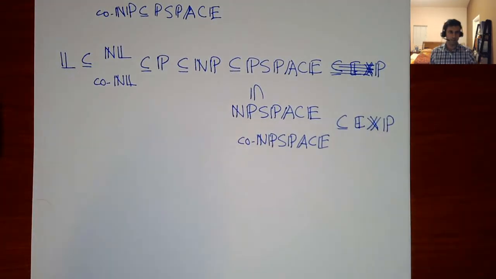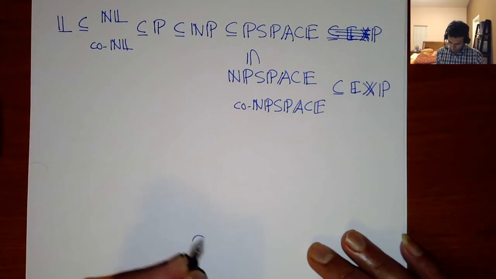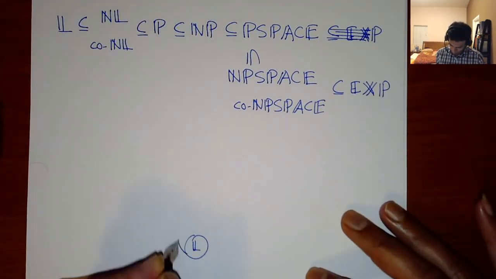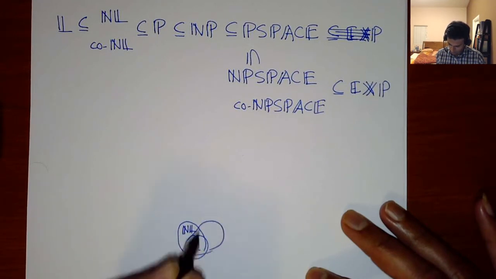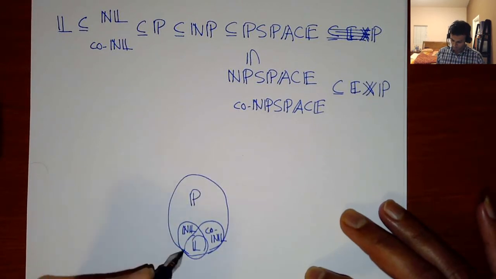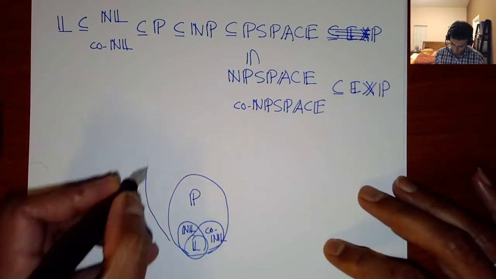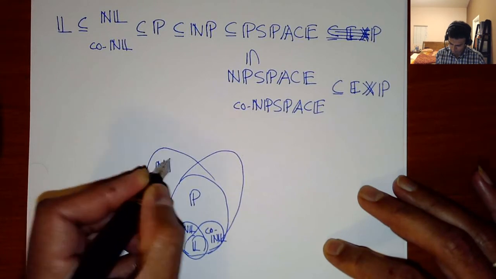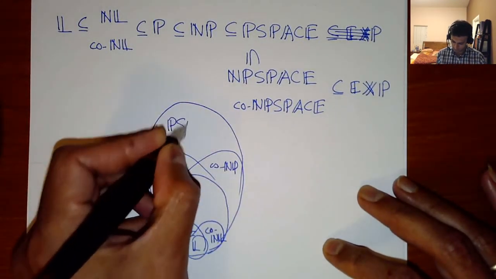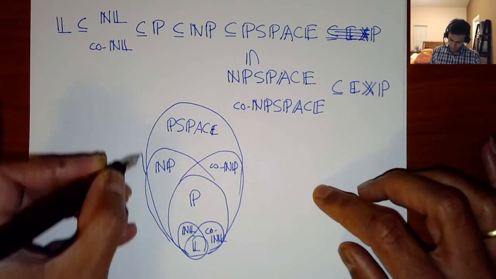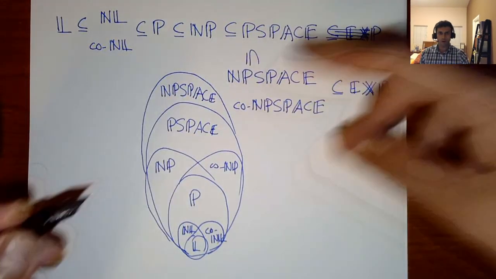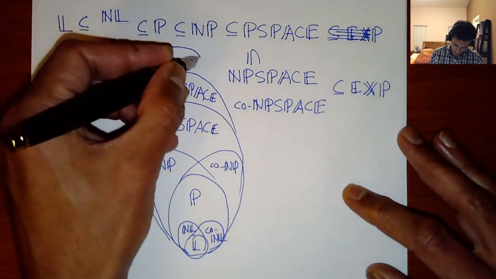So maybe I'll draw this out as a figure so that you see it more clearly. Sitting at the bottom of the hierarchy is log space. Log space, in this setting, is the simplest class we're looking at. So we have non-deterministic log space, and we have what's called co-non-deterministic log space. All of this lies in P. Now P lies in NP and co-NP. So here is NP, here is co-NP. Now this lies in PSPACE. Now PSPACE lies in NPSPACE, and then there's co-NPSPACE and all of that, and I'll explain. And that lies in exponential time.